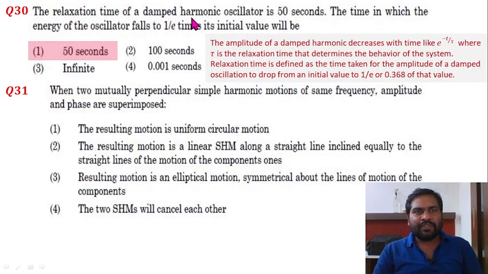The time in which the energy of the oscillator falls to 1 by e times is equal to the relaxation time, and relaxation time is given here as 50 seconds. That's why option 1 is correct.